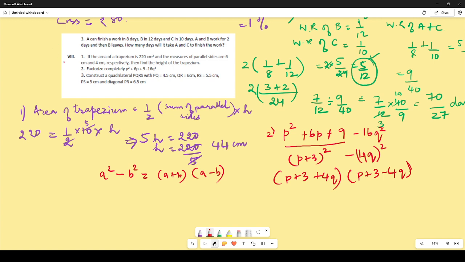So that was the last question. Over here, the very last one, is a construction, and of course I cannot show the construction over here. But if you understood the steps, or if you have practiced constructions, then you would be able to do it correctly.